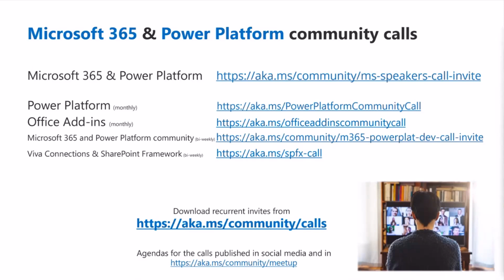You can download recurrent invites from AKMS community calls, and also you can use the Meetup. That's a great way of knowing upcoming agendas roughly one week before. Typically on the Wednesday, Thursday timeframe, we are always releasing the next week's agendas in the Meetup. And if you sign up for the Meetup itself, you can get an email notification whenever those agendas are getting published. So you can review whether you want to be in that call, depending on the agenda plan.